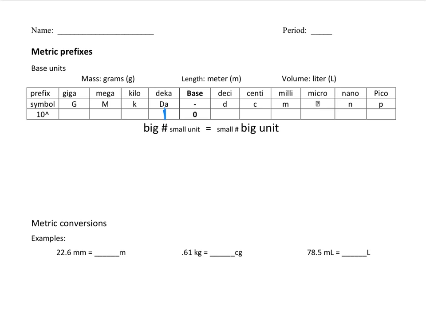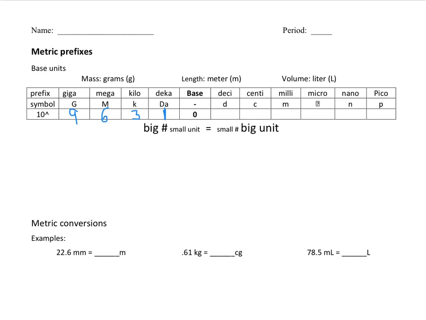A kilo is that unit times 10 to the positive 3, so like 1,000. 10 to the third is 1,000. And so a kilometer is 1,000 meters. A kilogram is 1,000 grams. A kiloliter is 1,000 liters. Mega is 10 to the 6, so that's a million. So a megameter is 1,000,000 meters. And then giga is 10 to the 9th, so a billion. So a gigameter would be 1,000,000,000 meters.